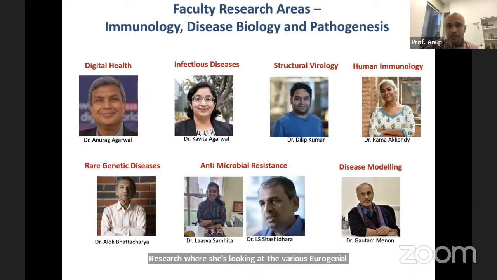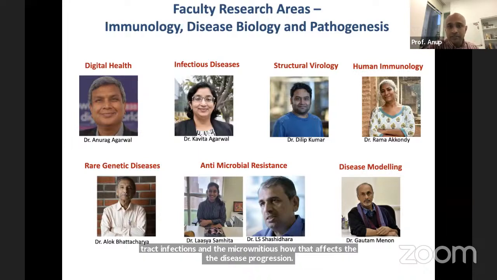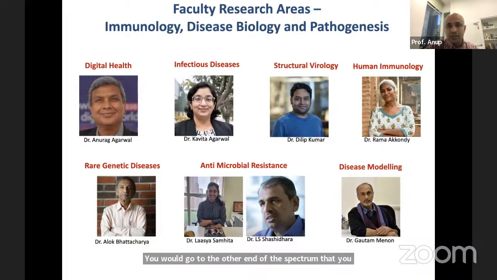If you go to the other end of the spectrum, you have Dilip looking at the structural biology of viruses and the structure of the envelope proteins that could cause these diseases. He's a hardcore biochemist and an electron microscopist. Rama looks at human immunology, especially the CD4 cells, which play a pivotal role in defining our immune responses.